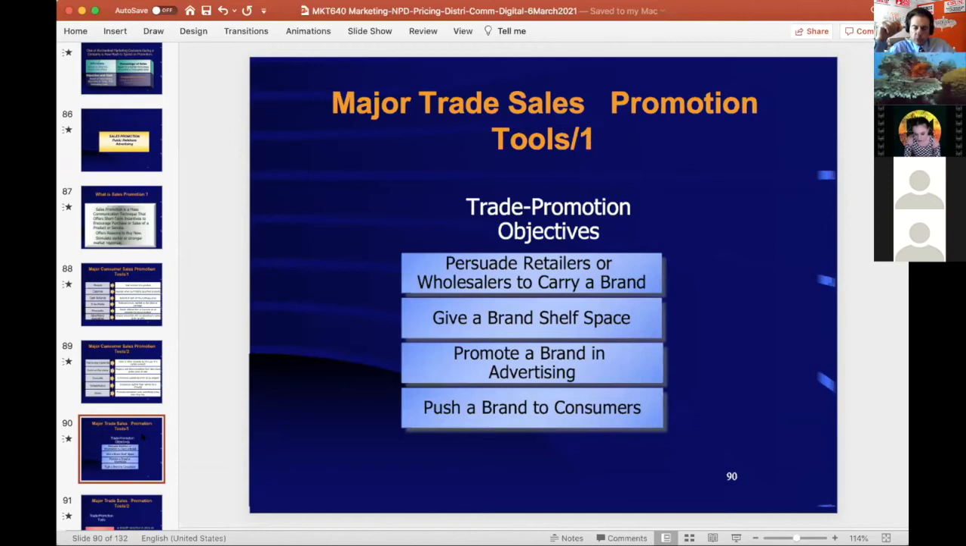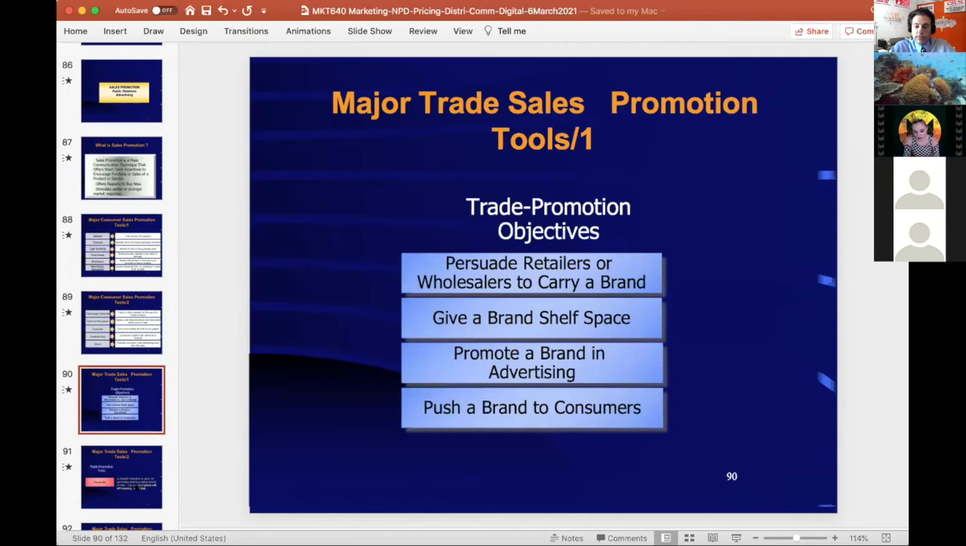There's also some sales promotion in the trade. So as a B2B, you can give incentives to your wholesalers. You can pay to have space in the distribution network. You can share some of their advertising costs, and you can give them extra products so that way they can push it to the consumers.